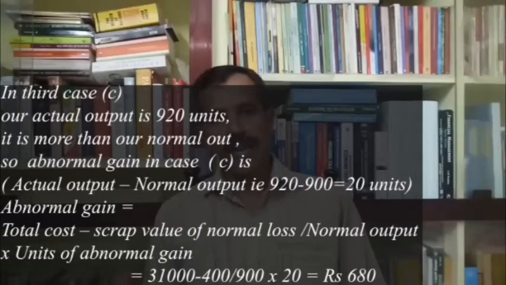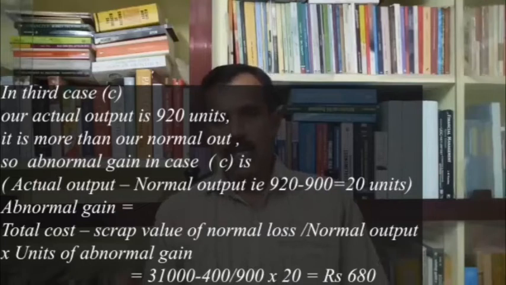Our abnormal gain is equal to actual output minus normal output, that is 920 minus 900, which comes to 20 units. Next we find out the cost of abnormal gain. Cost of abnormal gain is equal to total cost minus scrap value of normal loss, divided by normal output, into units of abnormal gain. Here 31,000 minus 400 divided by 900 into 20, that comes to rupees 680.